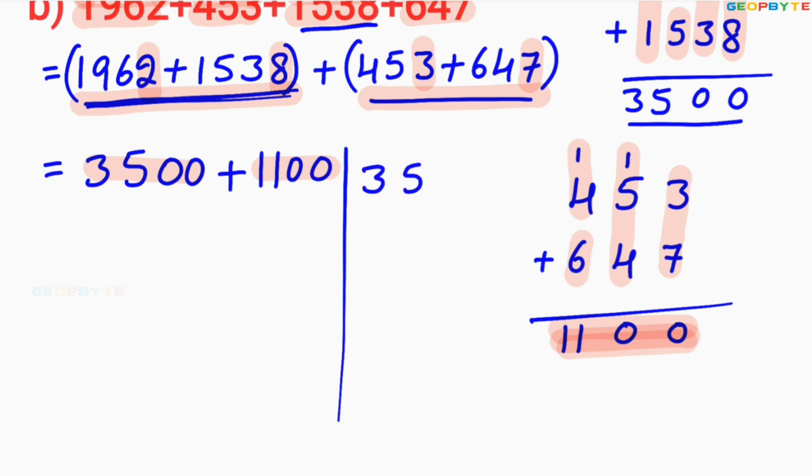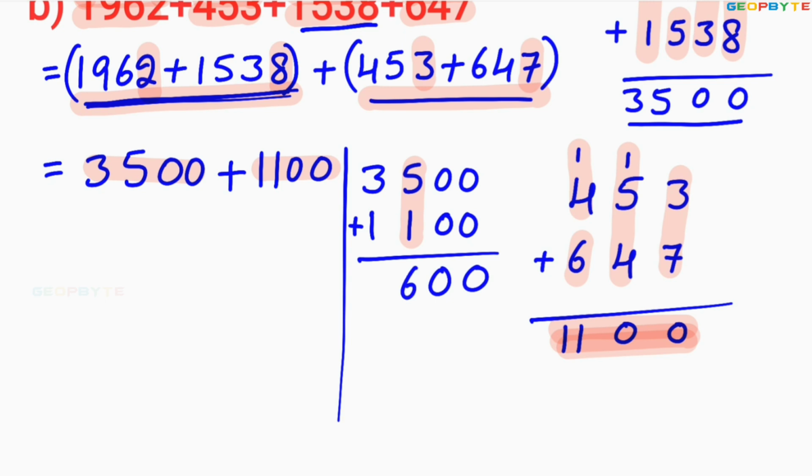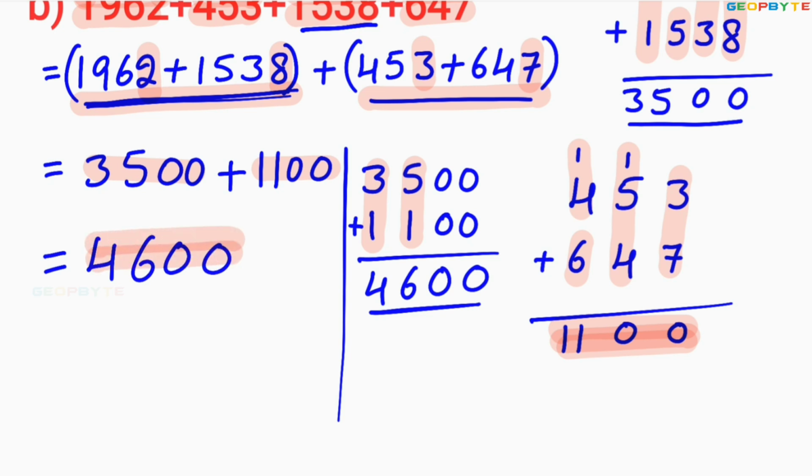$3,500 plus 1100 plus 1100. 0, 0. 5 plus 1 is 6 and 3 plus 1, 4. 4600 is the answer. 4600 is the answer. I hope all of you clearly understood.